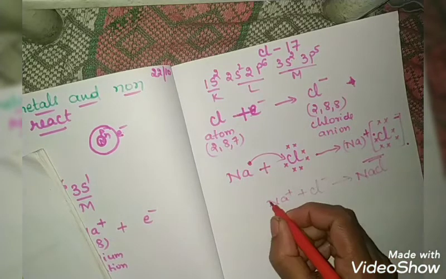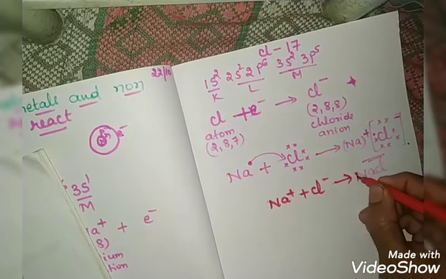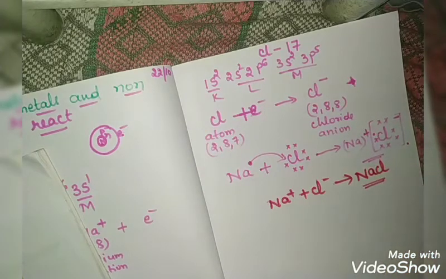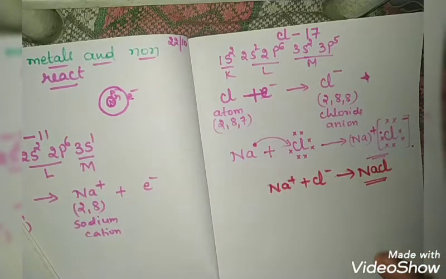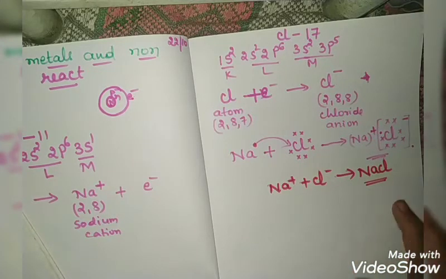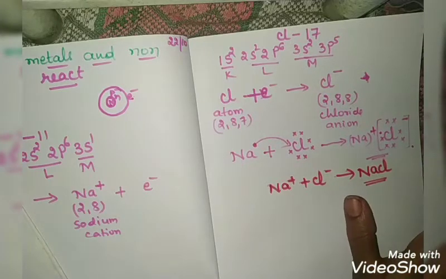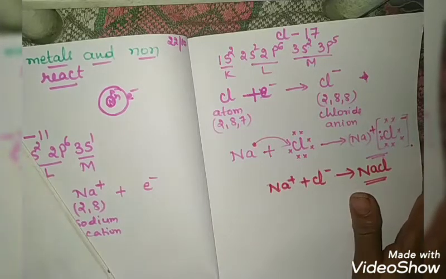Here you can observe, children, Na plus and Cl minus, and the force of attraction between them, they will remain as sodium chloride. It is a crystal. Here which bond is there, we say? We used to say ionic bond, because there is the force of attraction between two types of ions, oppositely charged ions. So it is an ionic bond present between them and it forms a crystal of sodium chloride. This is very important, children, from the exam point of view.